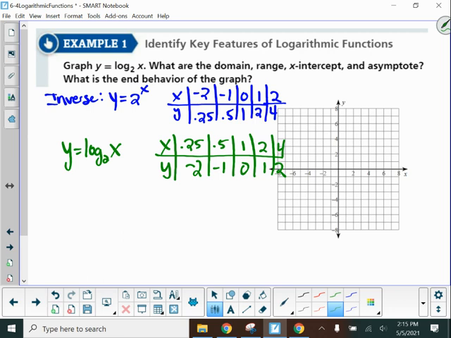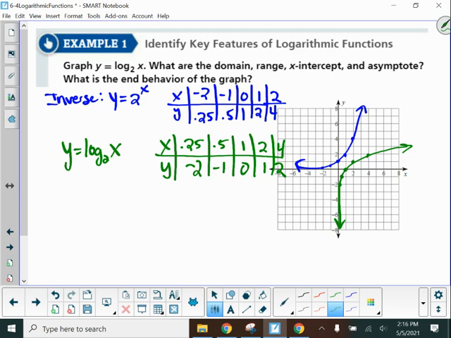So that graph is going to look like this. So 0.5 is at -1, at 1 I'm at 0, at 2 I'm up at 1, and then up at 4 I'm out at 2. So that is going to look like this. Whereas the exponential function is going to look like that. So there's the exponential. The logarithm is the one in green. That's the one we're looking at.